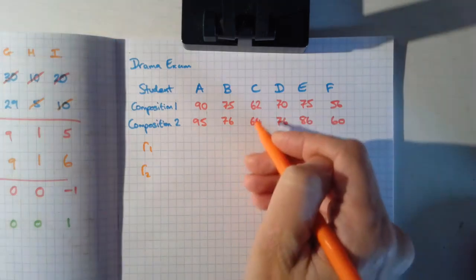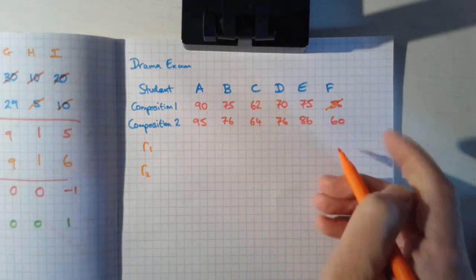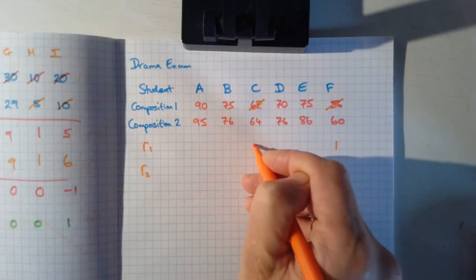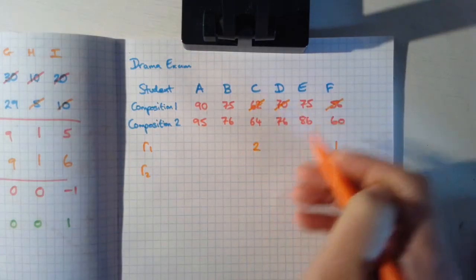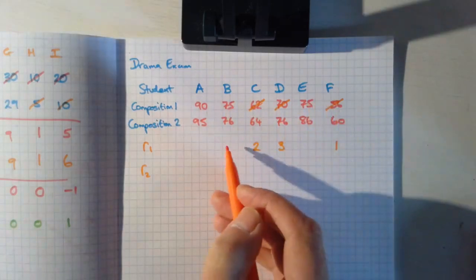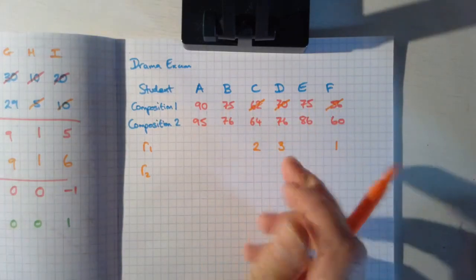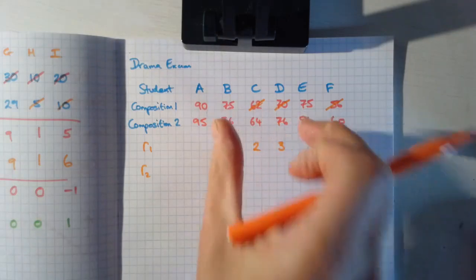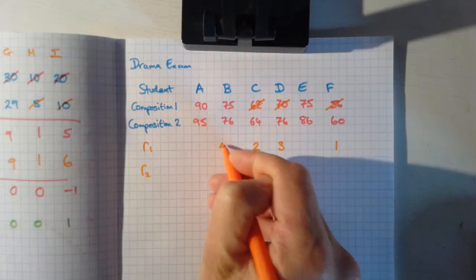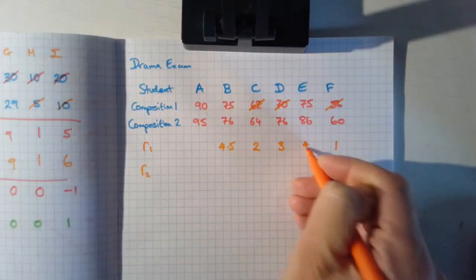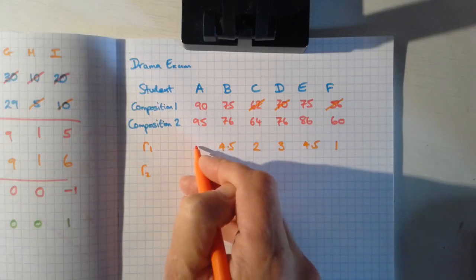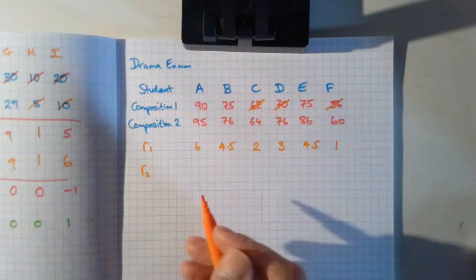So the lowest score here is 56, then we have 62, then we have 70, and then we have 75, twice. So that's rank position 4 and rank position 5, which are tied. And if that's the case, you split the rank. So rank 4 and rank 5 would become rank 4.5 for each one. And then we've got 90, which is rank 6, because there are 6 pairs.